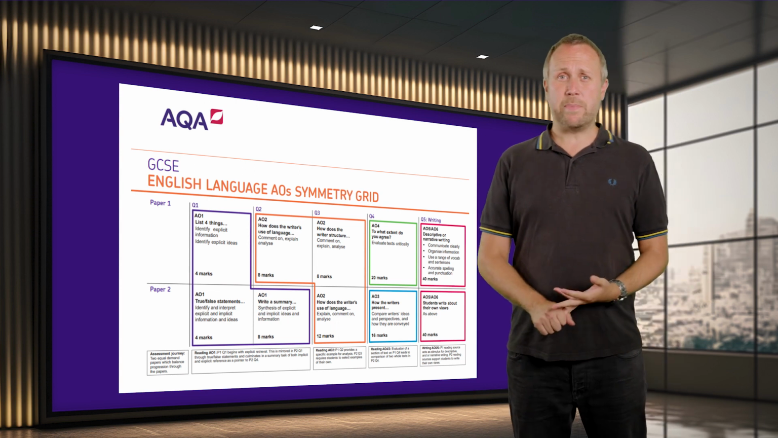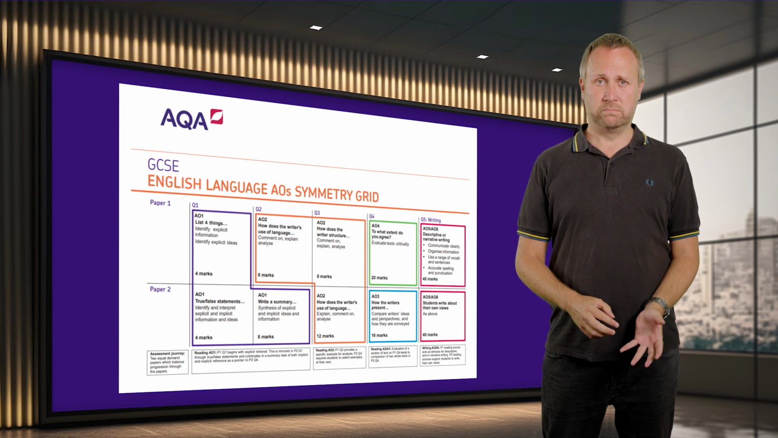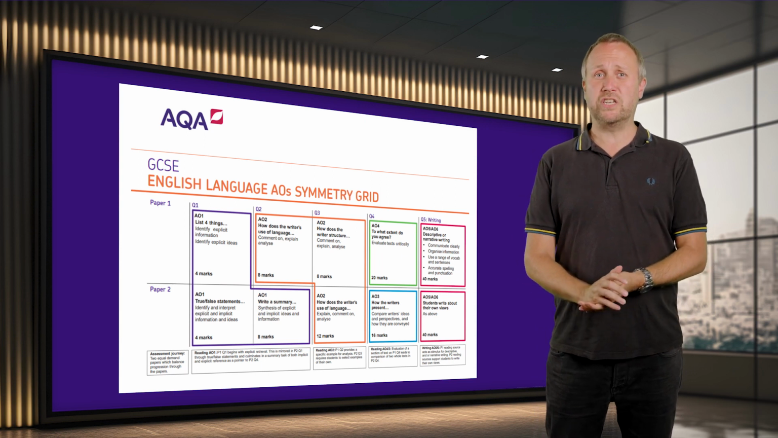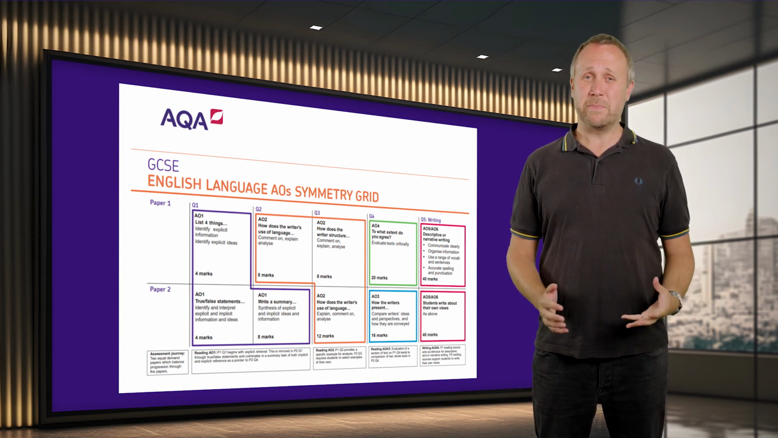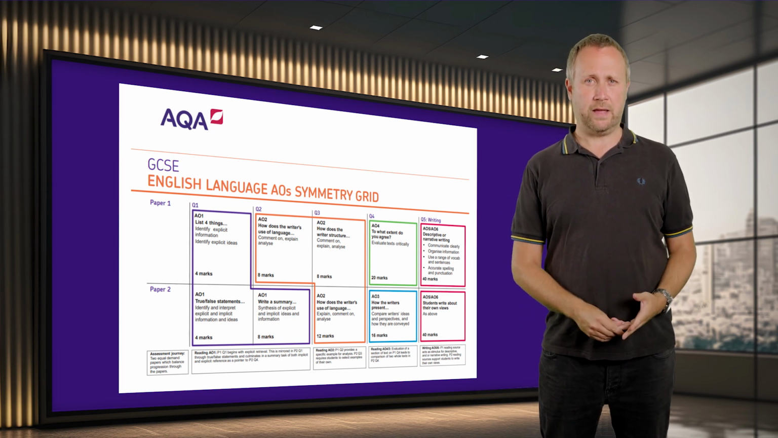It's worth noting here that Paper 2, Question 2 is still testing AO1, just through the skill of summary. A common misconception is that this question is looking for ideas and perspectives, but that would be AO3, and this is not required until Question 4, as can be seen here.